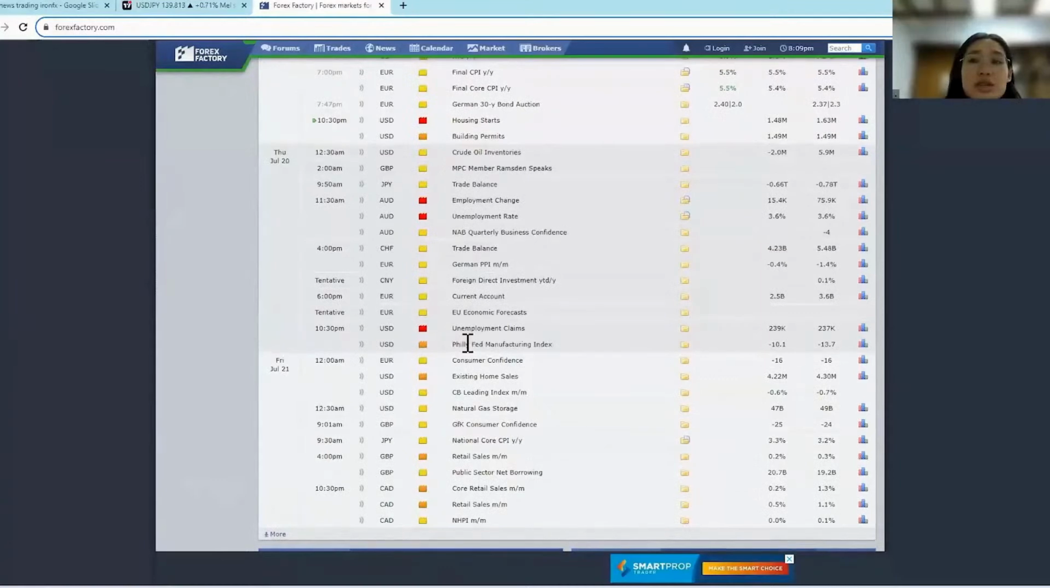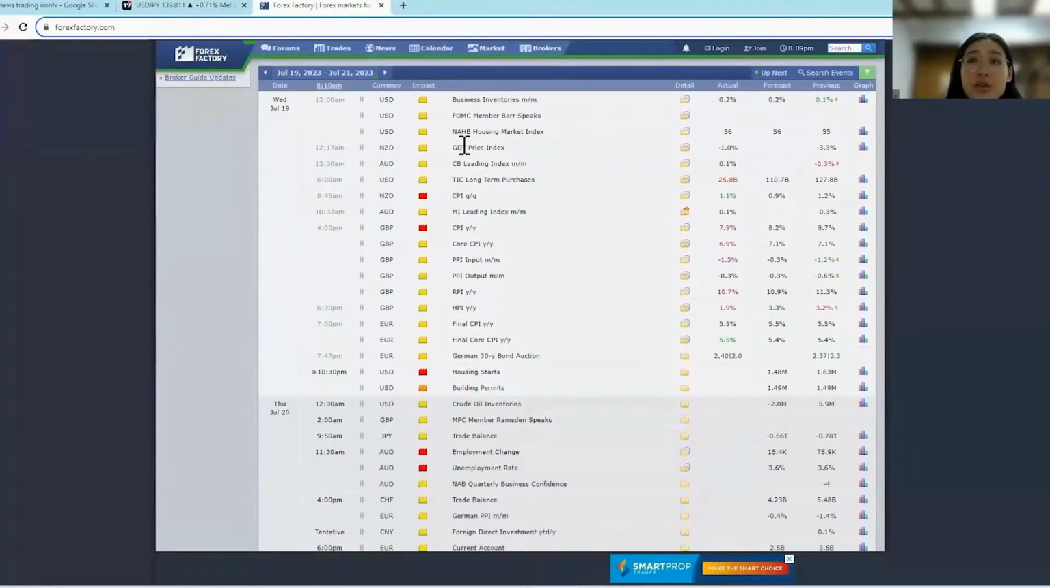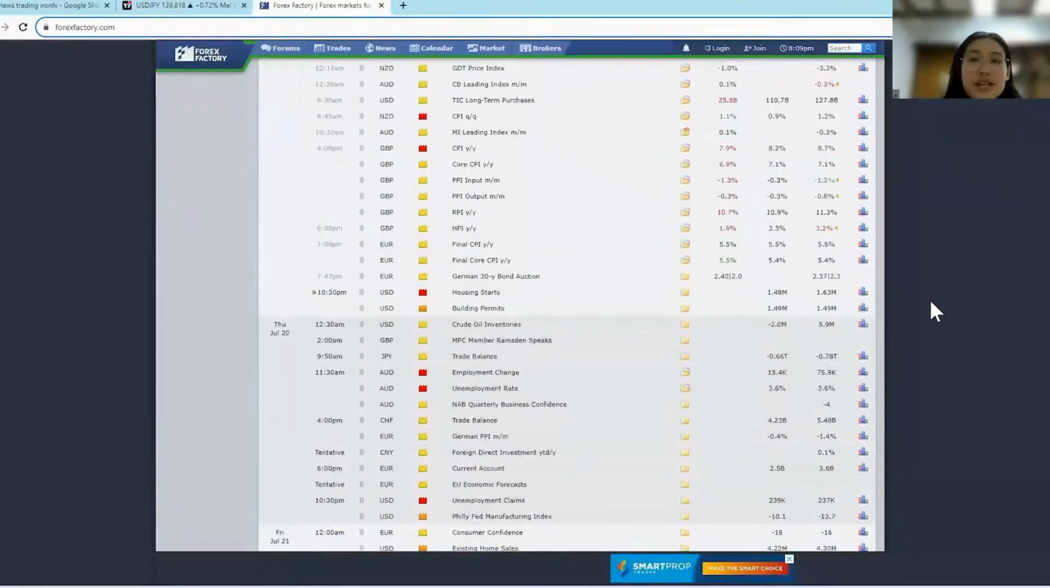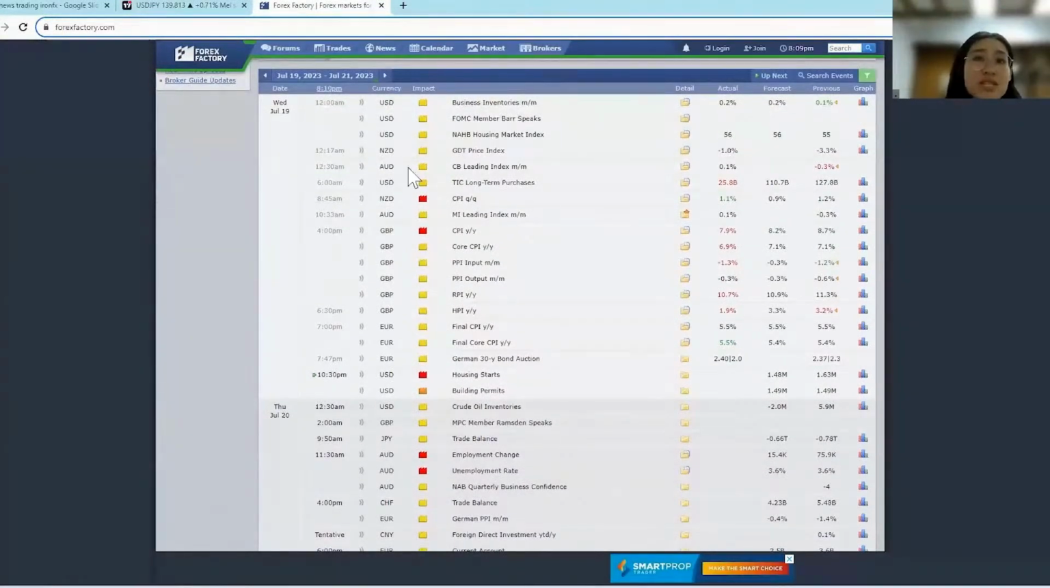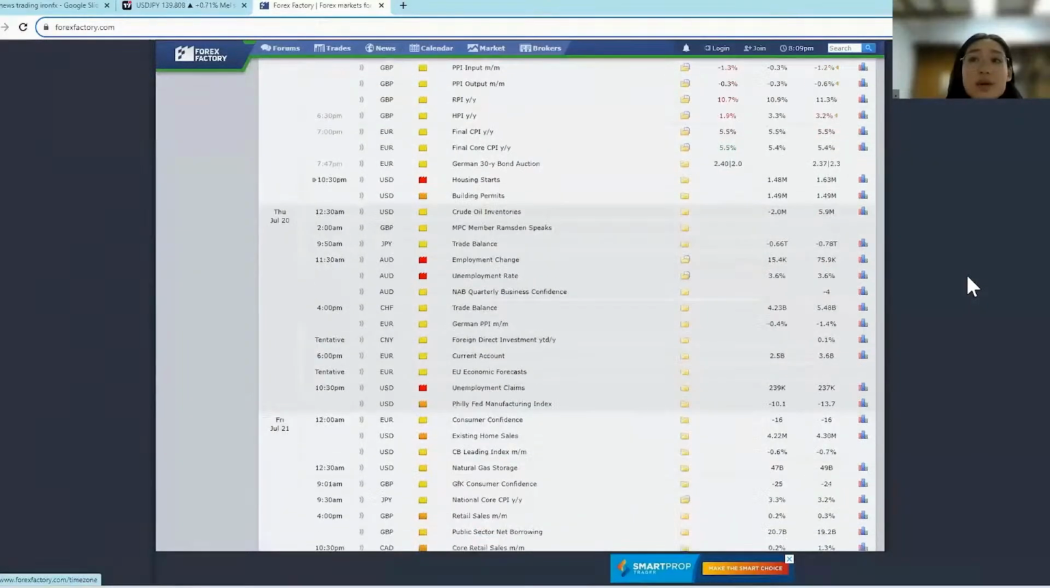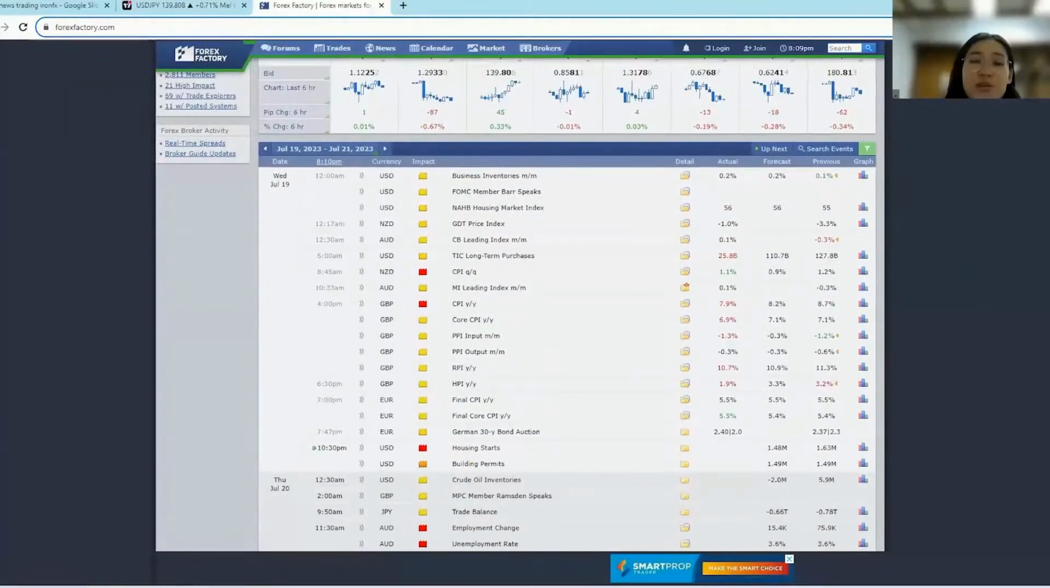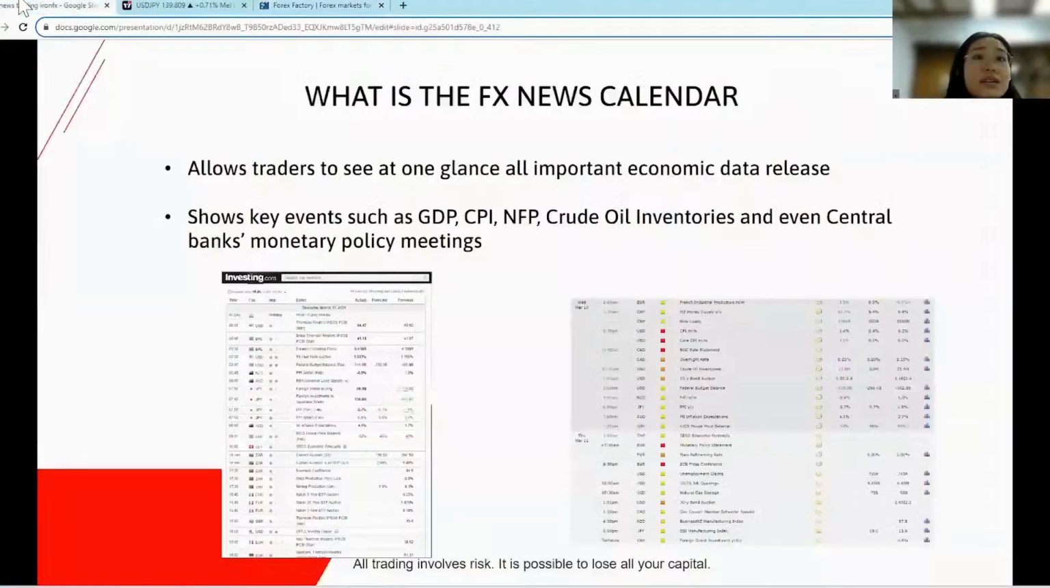Yeah, so it includes all of the events for that week, as well as the previous data releases and the forecasted data release. Then it will update the actual amount or the actual data. So based off of these events, as well as the forecasted data, you can then make more informed decisions when you are deciding on a trade. Okay, let's get back to our slides.